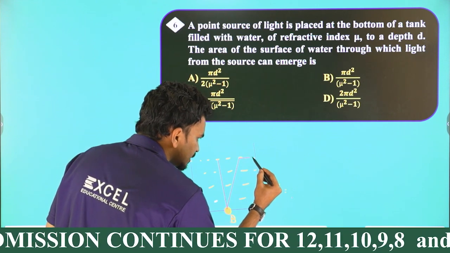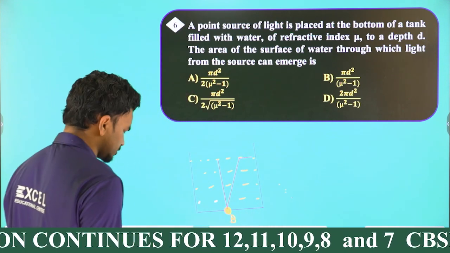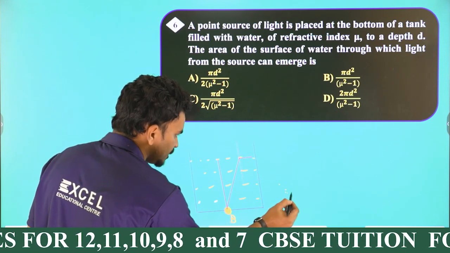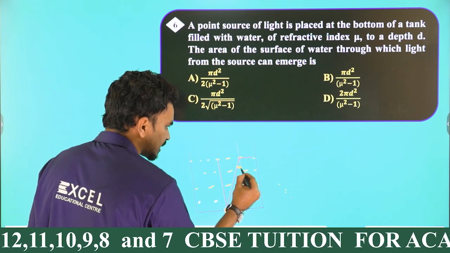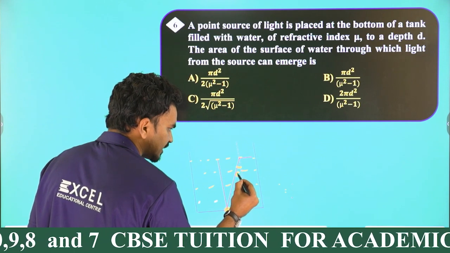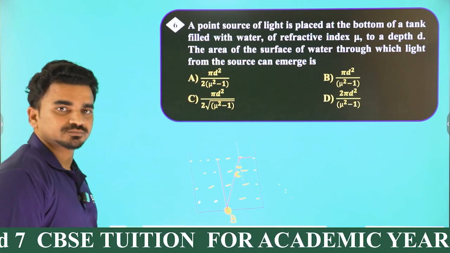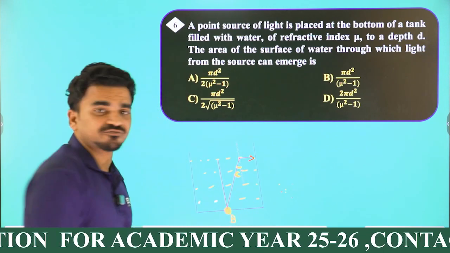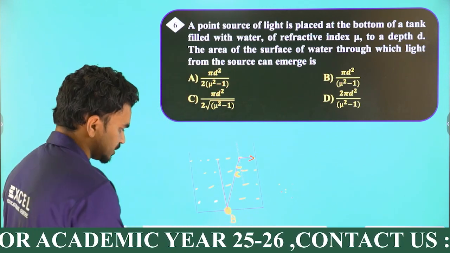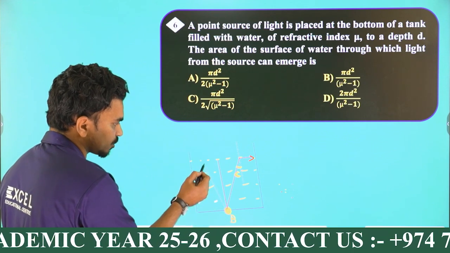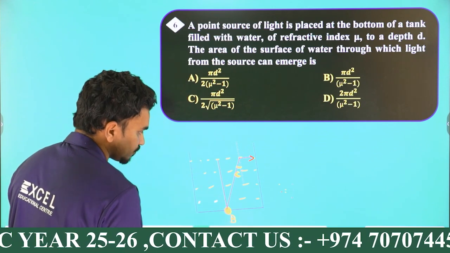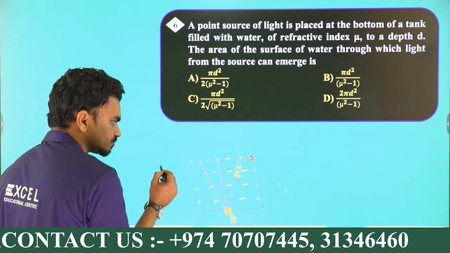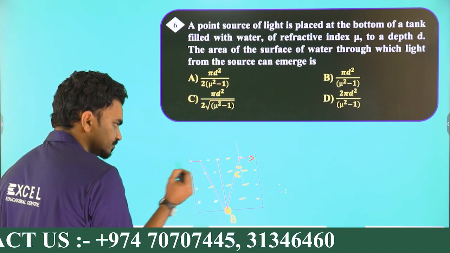This light ray grazes the surface. You know the concept because this angle can be equal to the critical angle C. What happens when the angle is equal to the critical angle? It grazes the surface instead of refracting. Similarly, by symmetry, on this side also, this light ray also grazes the surface.